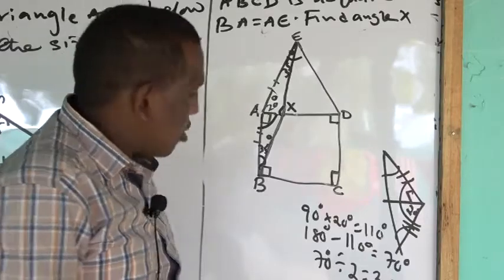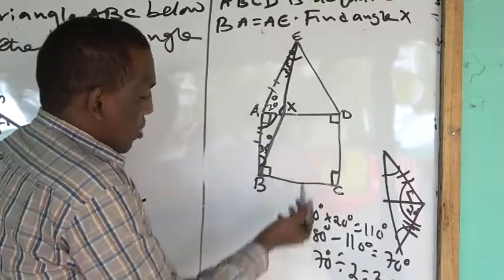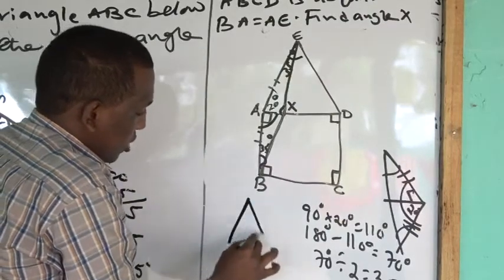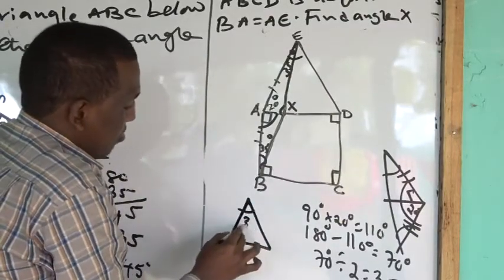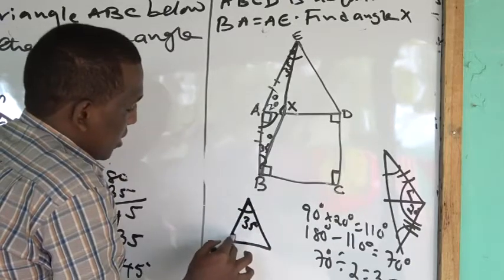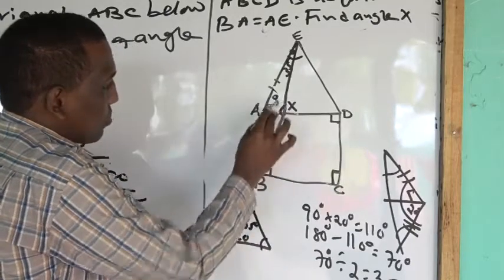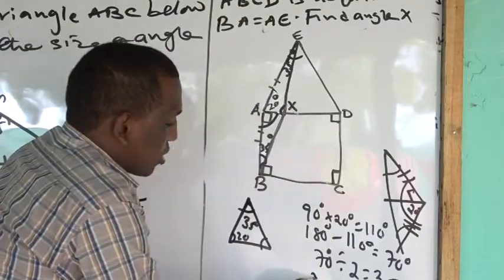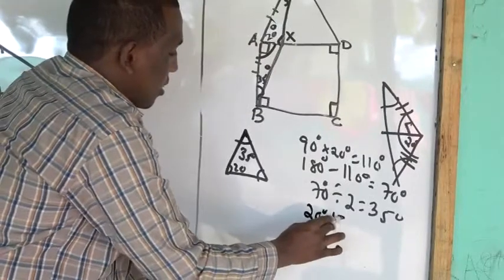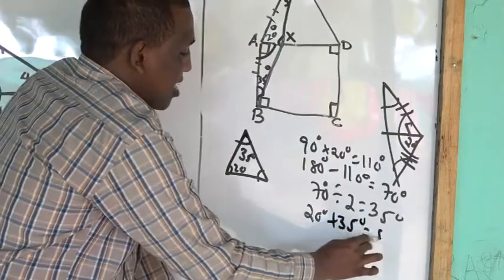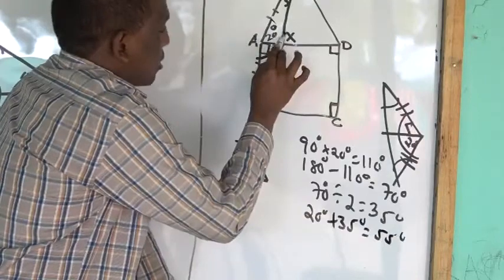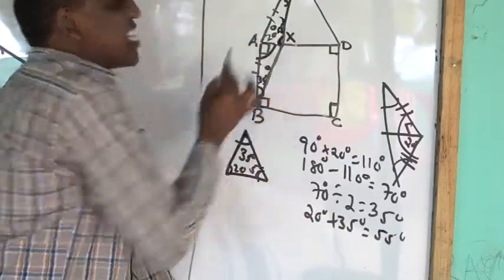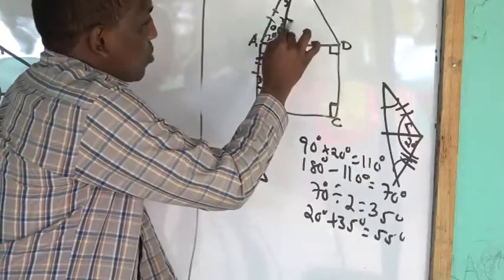Or alternatively, there is this small triangle. Here is 35 degrees. Here is 20 degrees. We add the two and subtract from 180 degrees. So 20 degrees plus 35 degrees, you will get 55 degrees. So this angle is 55 degrees. But they don't want that one. They want the exterior angle.